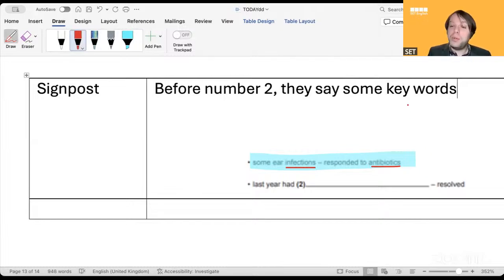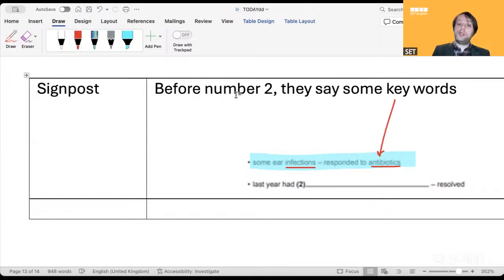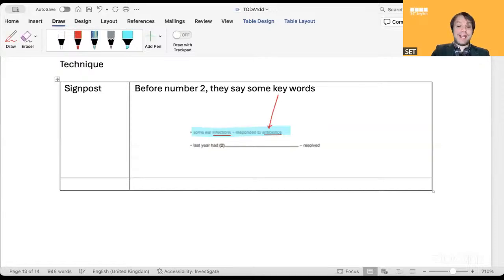It's so simple. How is that helping me, Yasemin? It helps me to understand that a question is coming and I need to listen carefully. So it tells me the question is coming. I agree. Does everyone agree? This helps me because it tells me question 2 is coming when I hear antibiotics.